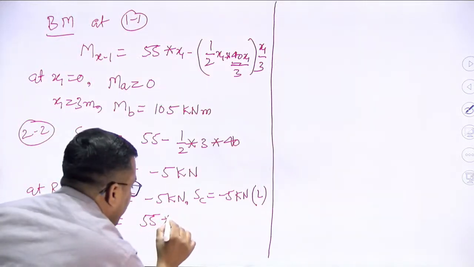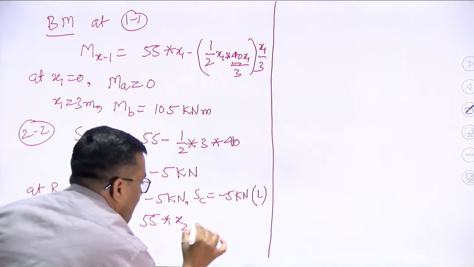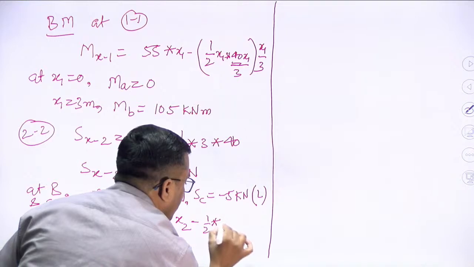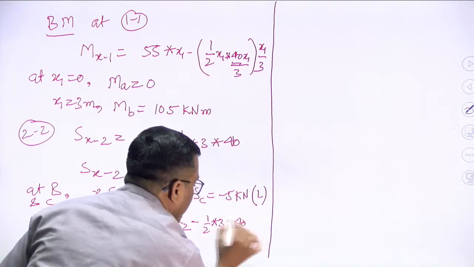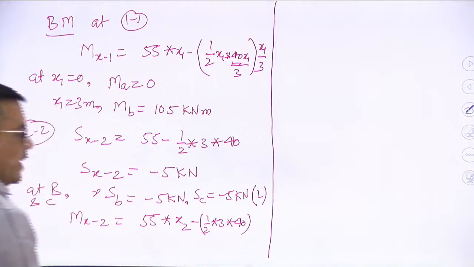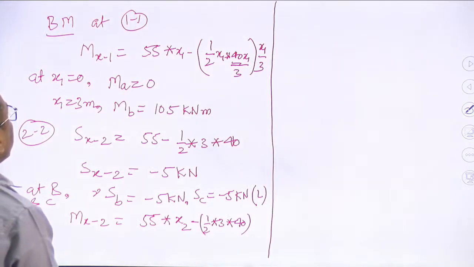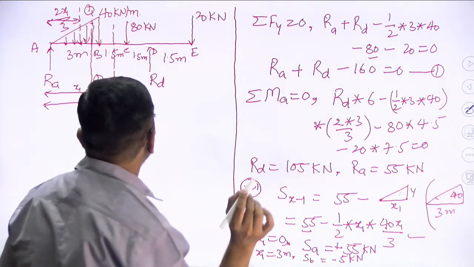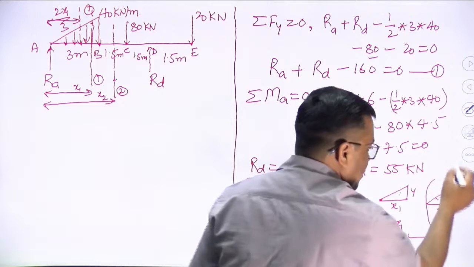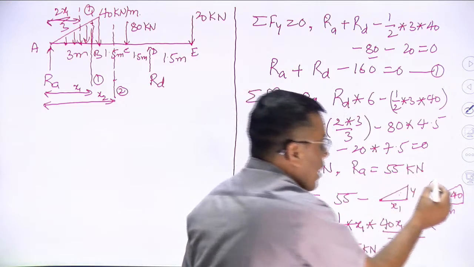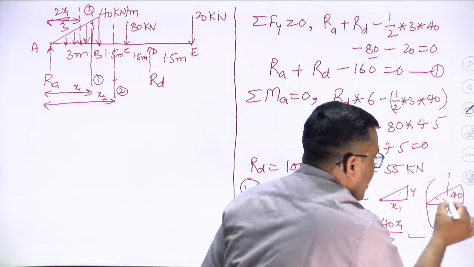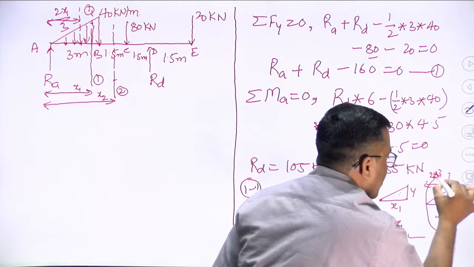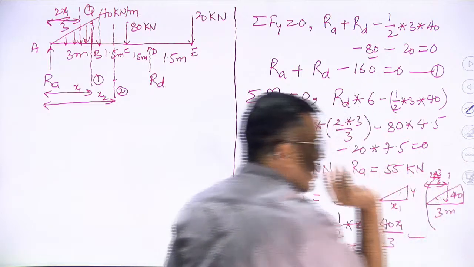So it is 55 into x2 minus, let me write the load. Load is half into 3 into 40. And how far is it? Where will half into 3 into 40 be? Obviously from this point it should be at 2 into 3 by 3.